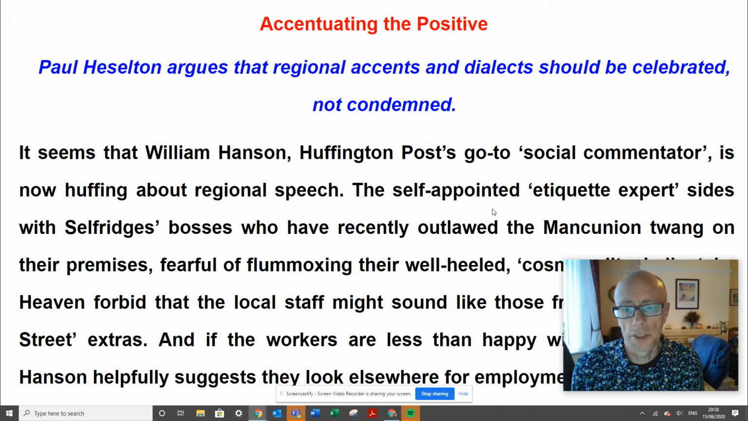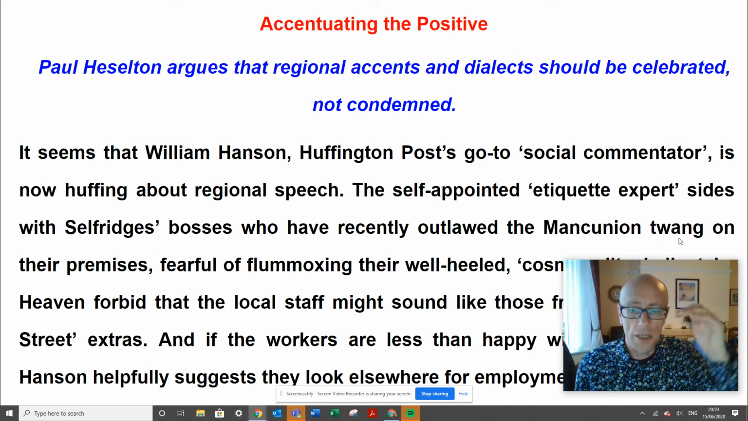Says that the self-appointed etiquette expert sides with Selfridge's bosses, who've recently outlawed the Mancunian twang on their premises, fearful of flummoxing their well-heeled, etc. So we've got quite a lot of ironic humour being used here, and we've got that kind of variety that I talked about before that's necessary. So instead of saying accent all the time, because you've already used that in the headline, why not use a variety? Why not use the word twang, for example? So we're kind of lowering the level of register a little bit.